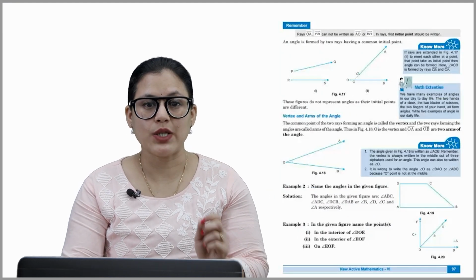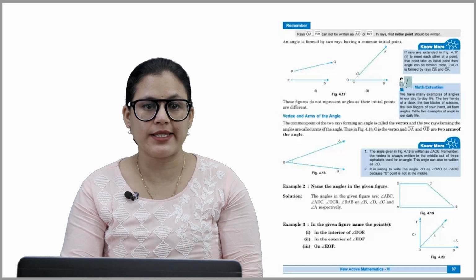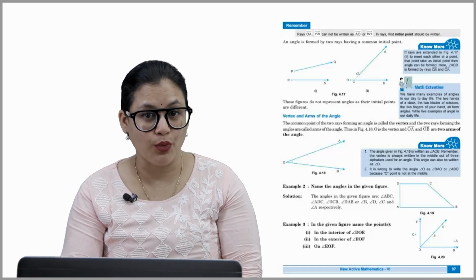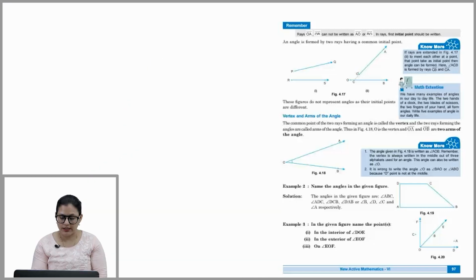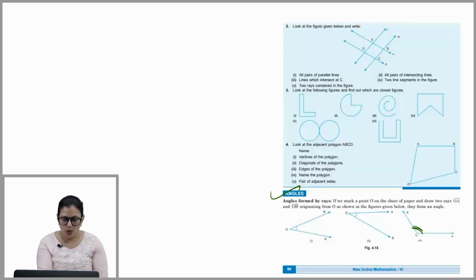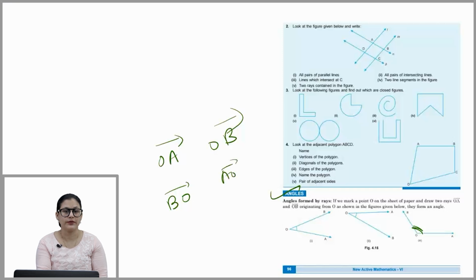Remember, rays OA, OB cannot be written as AO or BO. In rays, the initial point should be written first. See, this is the ray OA and OB, and we cannot write them as BO and AO. Okay, this is wrong, right?